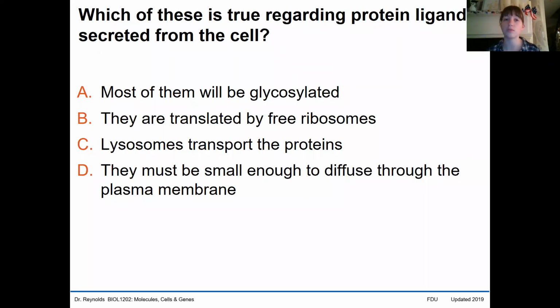So which of these would be true regarding protein ligands that are secreted from the cell? And pause the video here if you need some time to think about it.